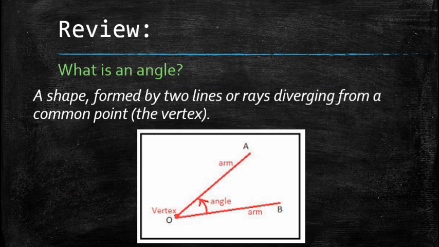I know that in the 4th grade you worked with angles a little bit and using protractors and things like that. So what is an angle? Well, an angle is a shape formed by two lines or rays diverging from a common point, which is called the vertex. So let's look at our diagram here. This is the vertex, and then we have each individual arm or ray diverging from the vertex. So it's just an angle. And here with the arrow, that's actually the measurement of the degrees of the angle.